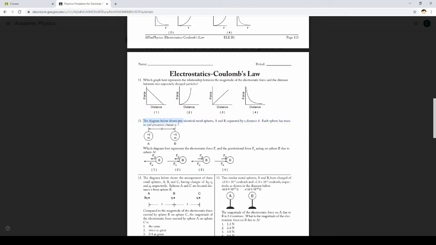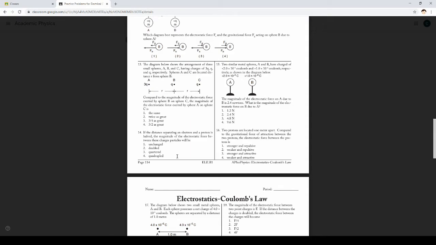The diagram below shows two identical metal spheres, A and B, separated by a distance d. Each sphere has a mass m and possesses a charge q. Which diagram best represents the electrostatic force and the gravitational force acting on sphere B due to sphere A? They have the same charge, so there's going to be a repulsive electrostatic force. So Fe is going to be directed to the right. So that means it's either 2 or it is 4. Gravitational force is always attractive, so the gravitational force is going to be directed to the left. Gives us the answer 2.